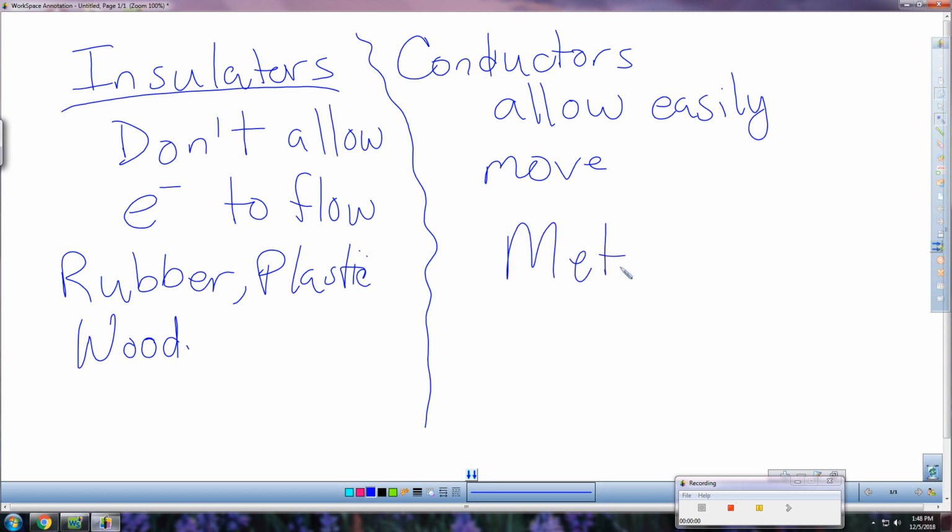The biggest conductors are metals. That's why our wires and such are made out of some form of copper. It could be any type of metal at that point. So just understand the difference between conductors and insulators and how those actually work.